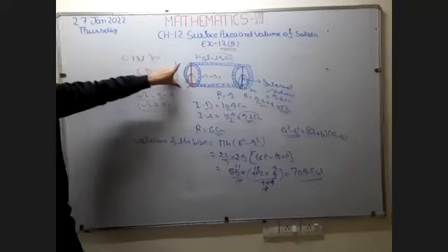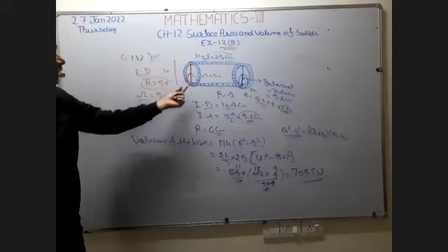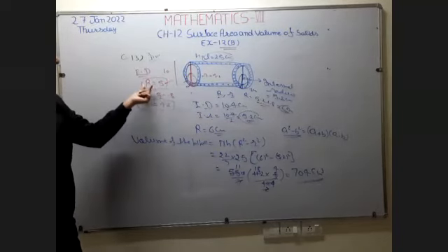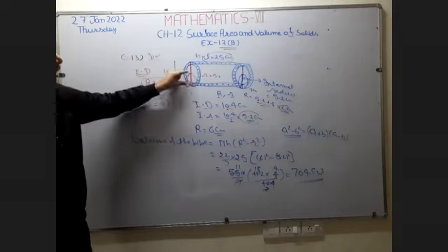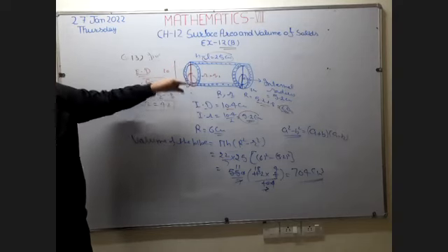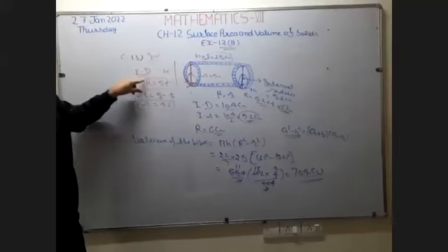Okay. When the external is given, you have to subtract the thickness of the pipe from the external radius. If the internal diameter is given, you have to add the thickness to get the external radius.